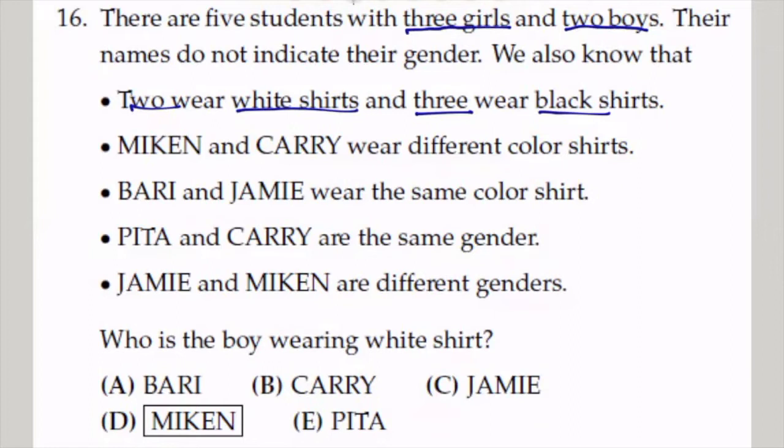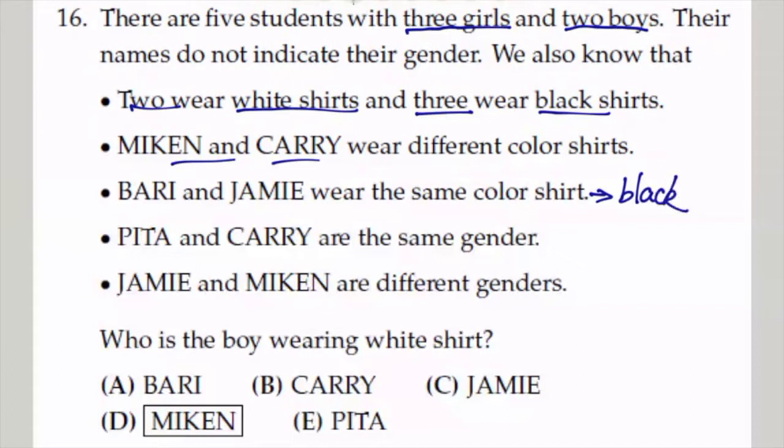Can it be white? If both are white, and recall that among Mickey and Carrie, at least one is also white, then it will be 3 white. That is not possible, which means that for Barry and Jamie, it has to be black, right? They wear black.